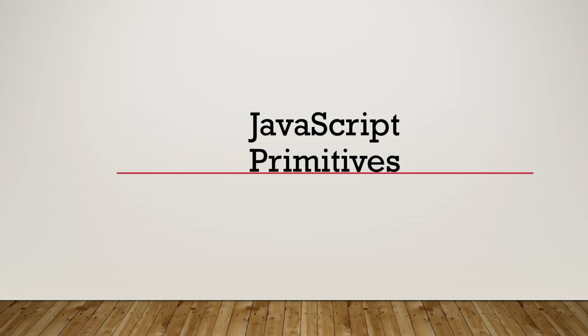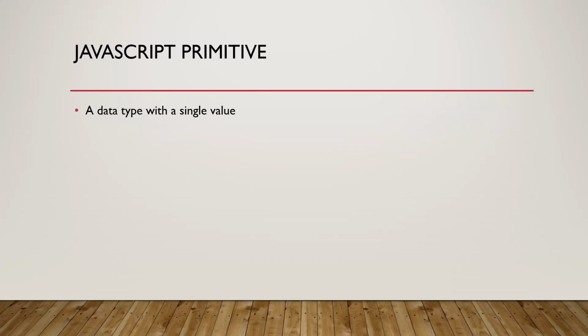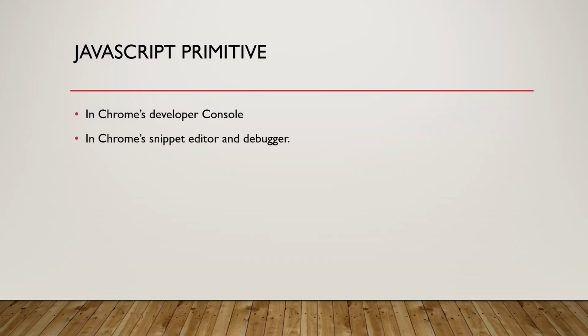Welcome back to our continuing discussion of JavaScript, this time primitives. Last time we saw a distinction between primitives and objects. This time we're going to concentrate just on primitives. So remember, the JavaScript primitive is a data type with a single value. We're going to look at the primitives in Chrome Developer Tools again. Last time we saw the console, the developer console. This time we're going to look at the Chrome Snippet Editor and Debugger.